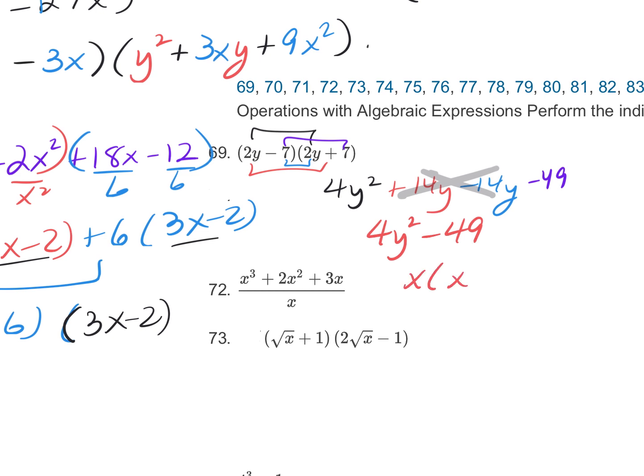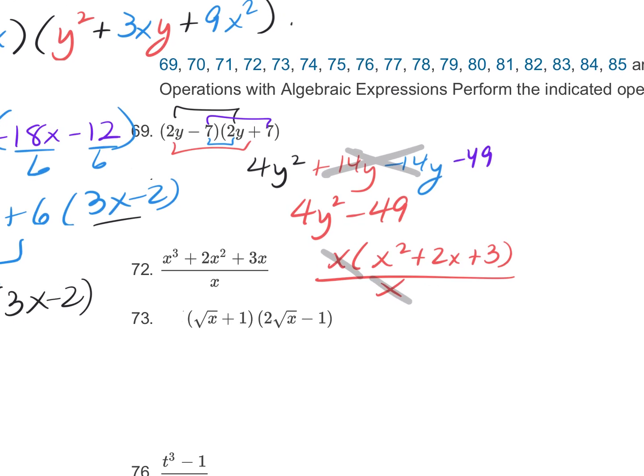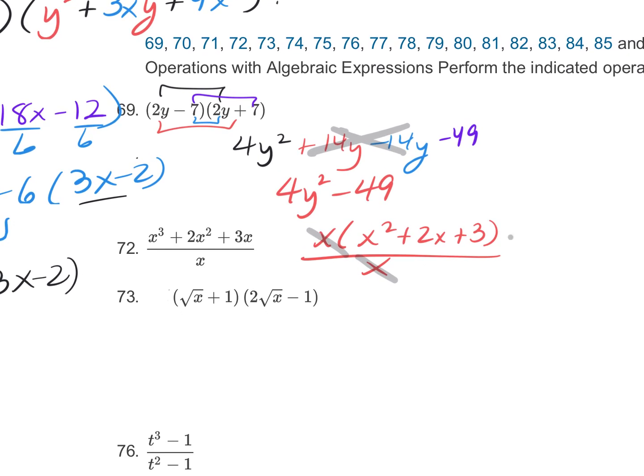Then 72, I'm going to factor a GCF out of the numerator. And what's left is x squared plus 2x plus 3 over the x. And again, I can simplify these x's. And then what remains is my final answer, which is just the numerator, x squared plus 2x plus 3.